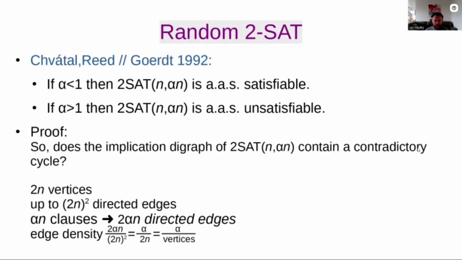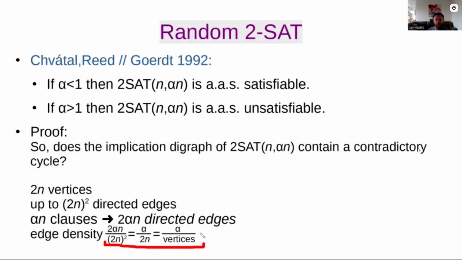Okay, and the number of these random clauses you have in your formula is alpha n. And we said for each clause you are inserting two directed edges. So into your random digraph, you are inserting two alpha n directed edges. So you get essentially a model of random digraphs which is close to an Erdős-Rényi random digraph at a particular density, which is computed here.